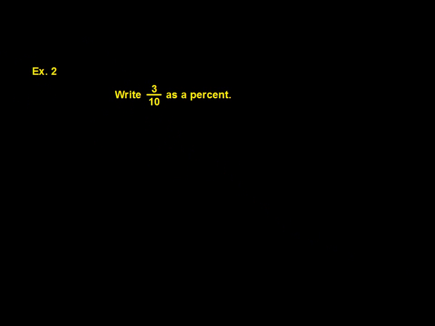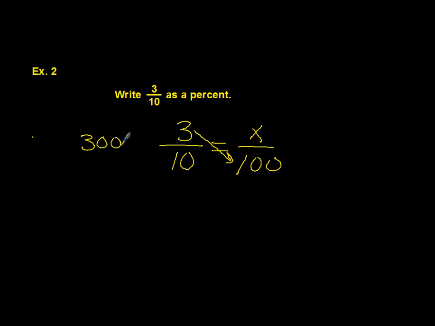Example number 2. Write 3/10 as a percent. Here we're going to show you a way to change it into a percent when the denominator is not 100. So here I've set up an equation, and I have 3/10 equals something over 100. So we're going to cross multiply. 3 times 100 equals 300. And 10 times x equals 10x. So our new equation is 10x equals 300.